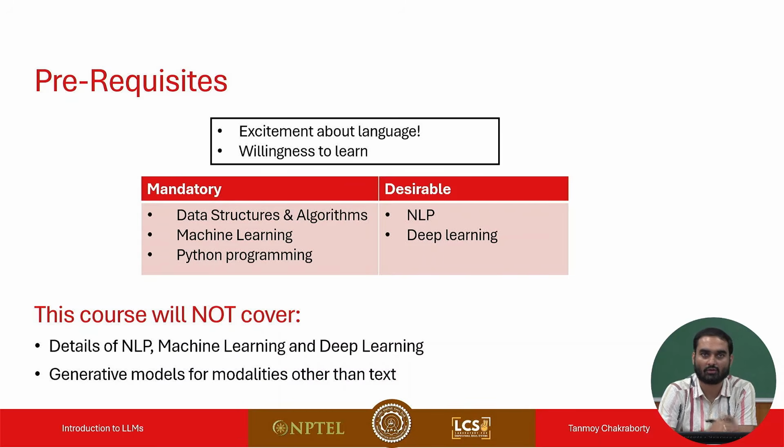Okay, so this course will not cover NLP, machine learning, deep learning. This course will not cover generative AI for modalities other than text. So this course is essentially about generative models for text. For example, we will not cover any stable diffusion kind of models, or Midjourney, DALL-E kind of models. But here we will briefly cover some vision language models. There is one chapter on vision language models that we will cover.